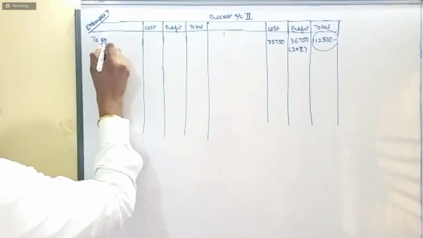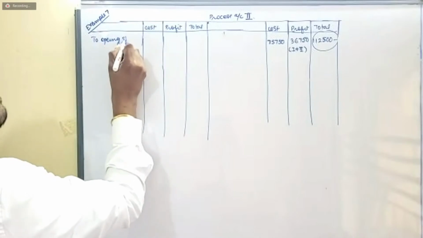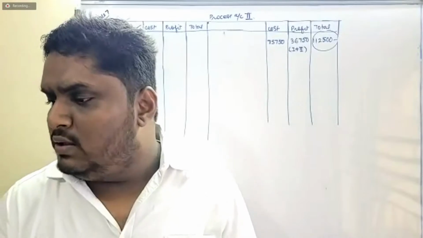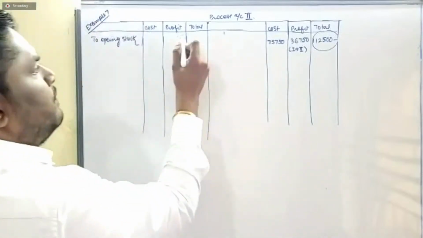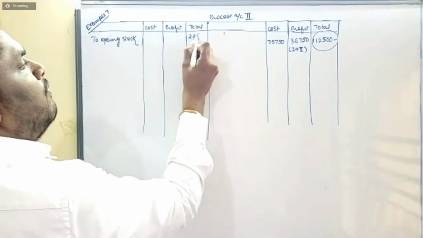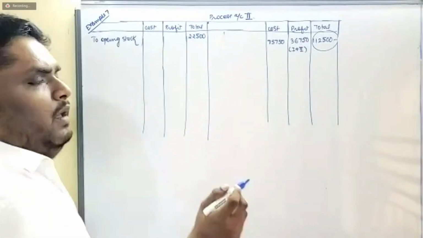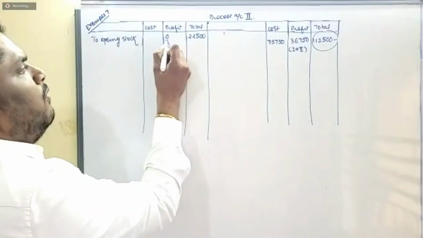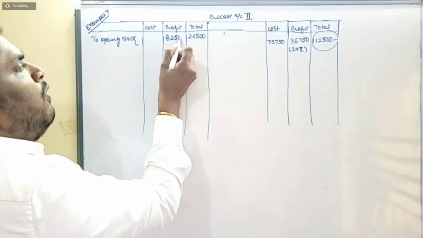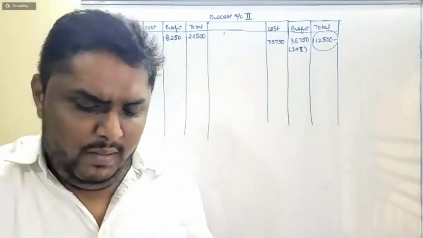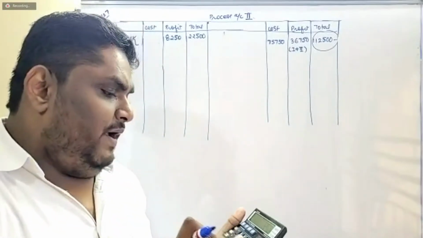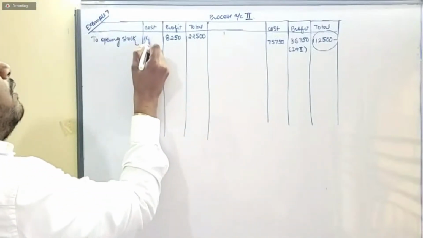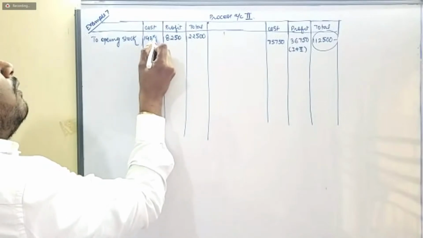Now opening stock is given in the question. That is 22,500. And the profit included in opening stock is 8,250. So my total cost will be 22,500 minus 8,250. That is 14,250.